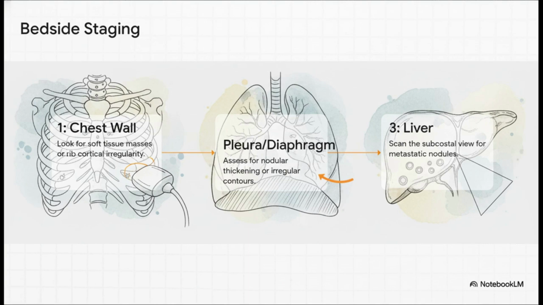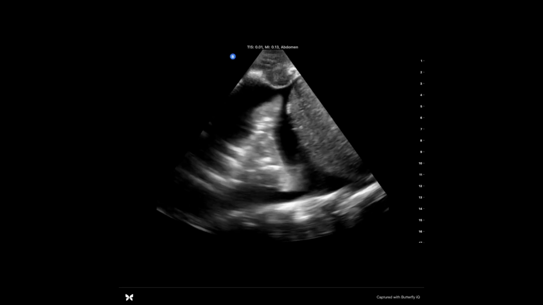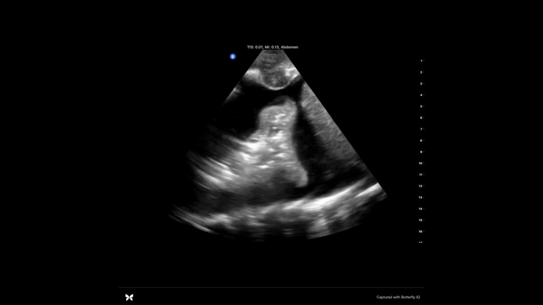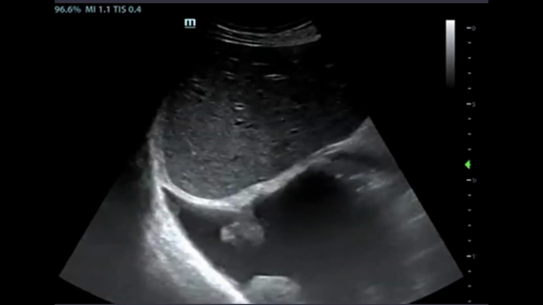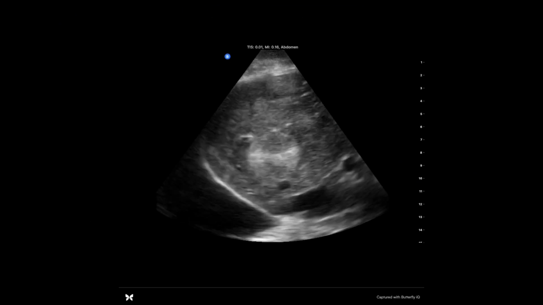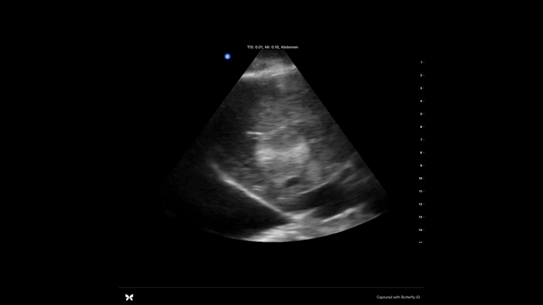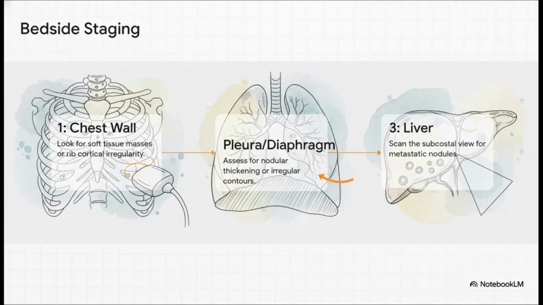First, look at the chest wall directly over the lesion. Is the tumor busting out into the soft tissues? Look at the rib right below it. Is that cortex smooth, or does it look like it's being eaten away? Second, fan around and look at the nearby pleura and the diaphragm. See any suspicious nodular thickening? And third, just slide the probe down a bit, get a subcostal view, and take a quick look at the liver. It's such a common place for lung cancer to spread, it's always worth a peek.